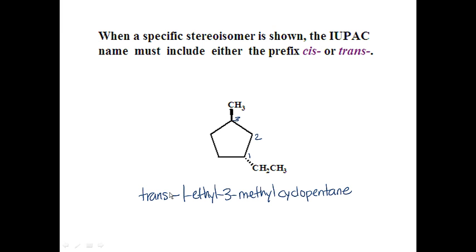Okay. So 2 bolds are cis, 2 dashes are cis, mixture is trans. Okay, and we have to include that in the name if I give you that, if I give you bold and dashed wedges.